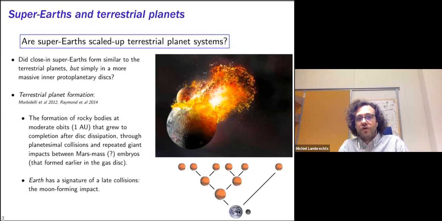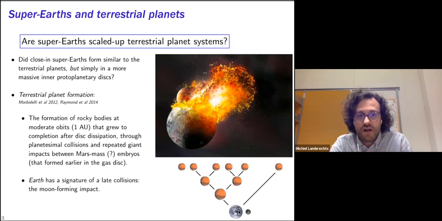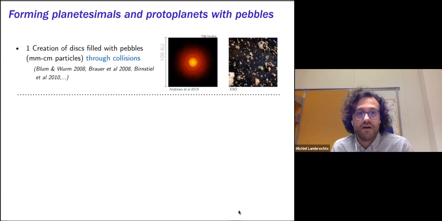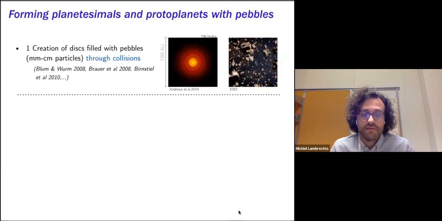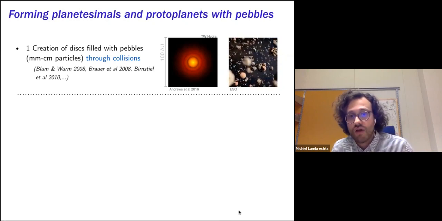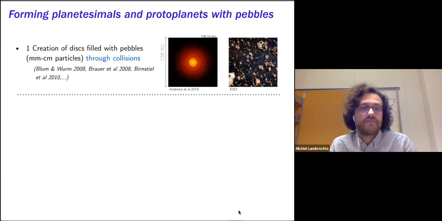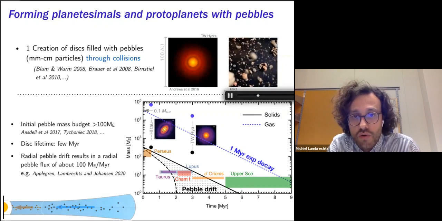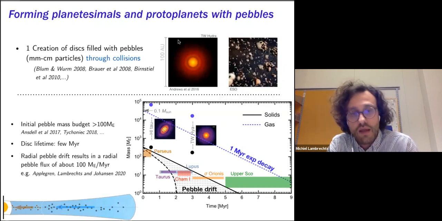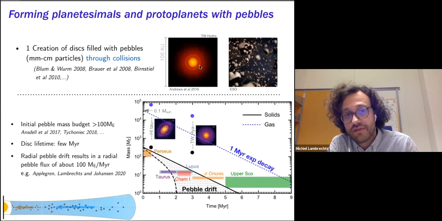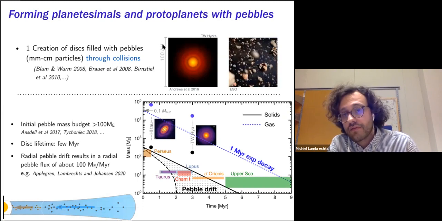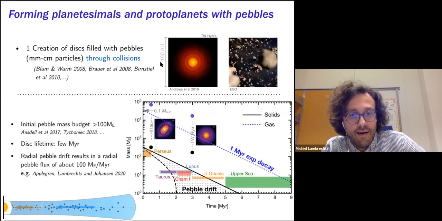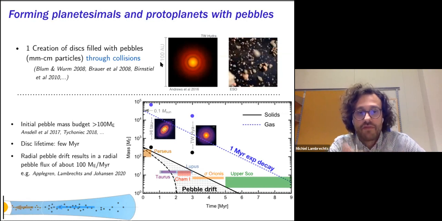But such a scenario does not take into account something that we have learned more recently, that is that protoplanetary disks are filled with pebbles. And pebbles are millimeter to centimeter size small particles that form in these disks through small collisions. And this small picture here shows TW Hydra. And you see this basically millimeter emission from this disk, revealing those pebbles on scales that are about 100 AU. So really the full disk is filled with these pebbles.